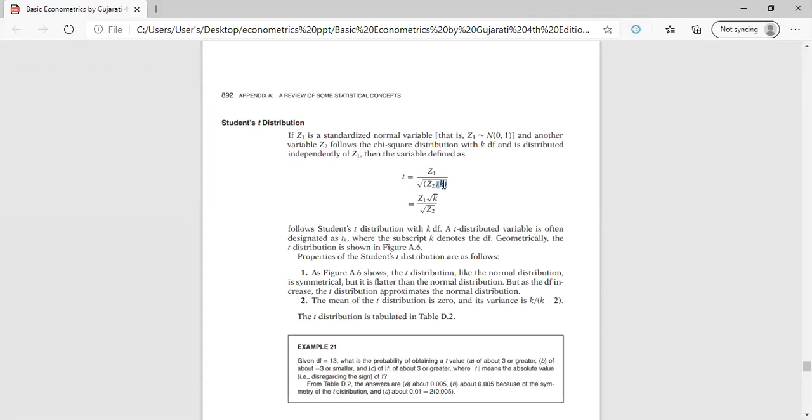Yes, Professor. The range of T: because Z is from negative infinity to plus infinity, and chi-square is all positive, T ranges from minus infinity to plus infinity.